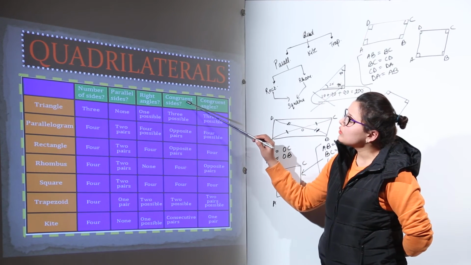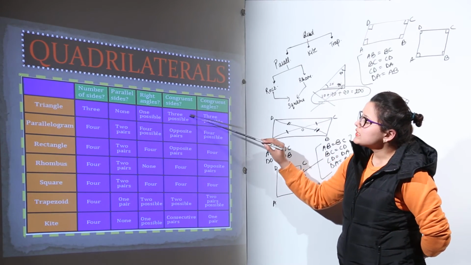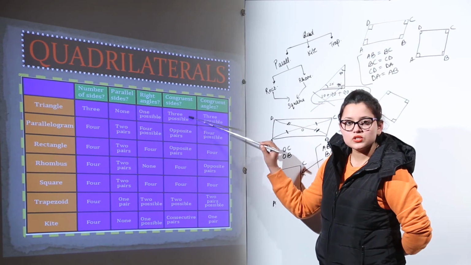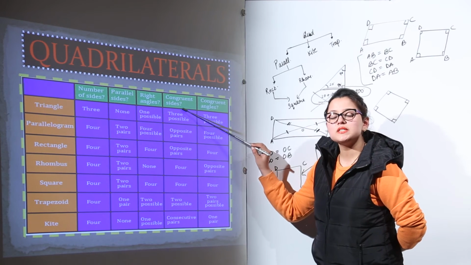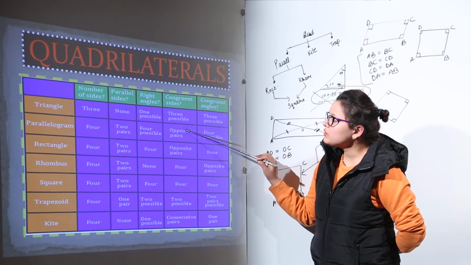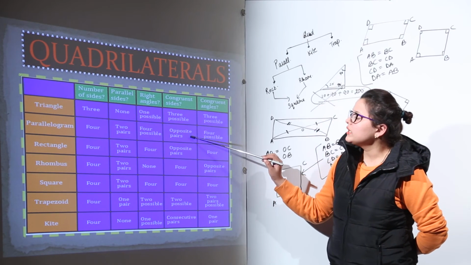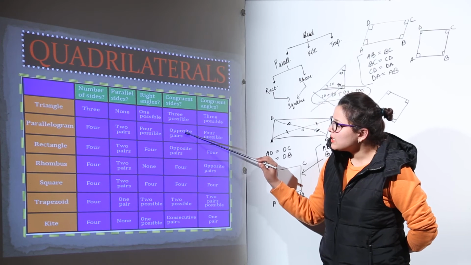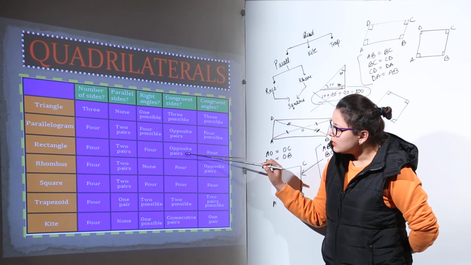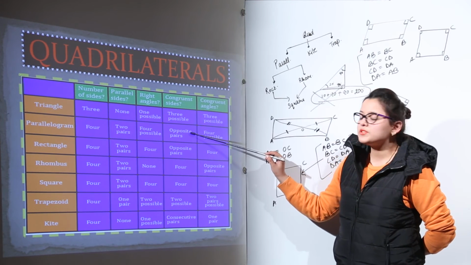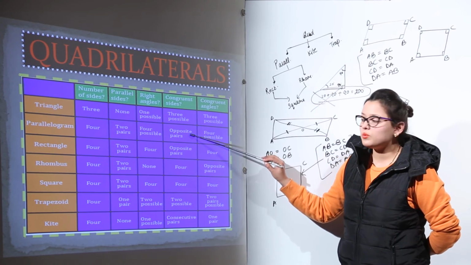Let us talk about the congruent sides in them. For example, let us take triangle. All the three sides can be congruent to each other. That means all the three sides can be taken as the equal sides, right? But if we talk about the parallelogram, only opposite pair of sides can be congruent to each other. Same goes in the rectangle, right? In rectangle and parallelogram, both we can check that opposite pair of sides are congruent to each other.